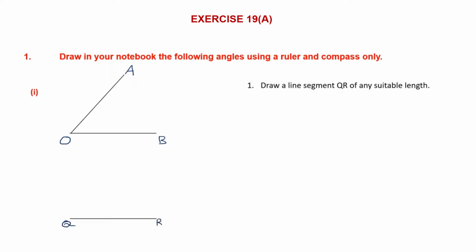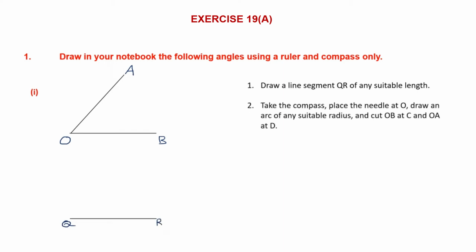Now let's look at the angle given to us and take your compass. Follow this instruction. Place the needle at O. Draw an arc of any suitable radius. We're going to take O as the center of a circle and draw an arc, with any radius. Okay, now this is the arc that you get.